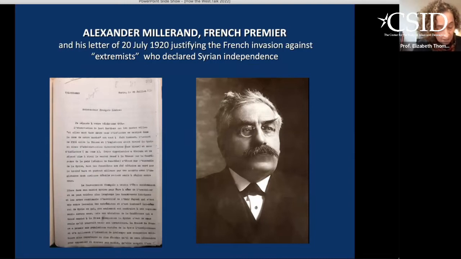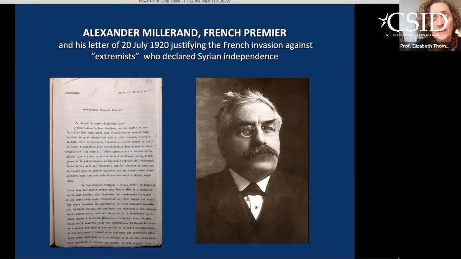Most chilling, and I had to do extensive research in Paris in the archives of the foreign ministry, was that Alexandre Millerand of France ordered that every trace of that government be destroyed along with the state. That is why I believe the story of the Syrian Congress of 1920 has not been told before. The building that they met in was occupied by the French and ransacked. Documents were destroyed.